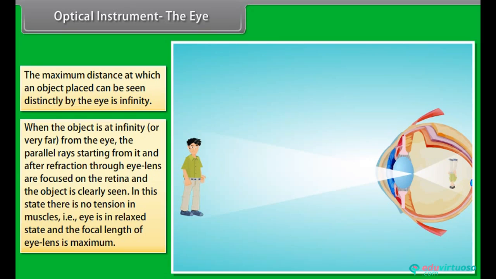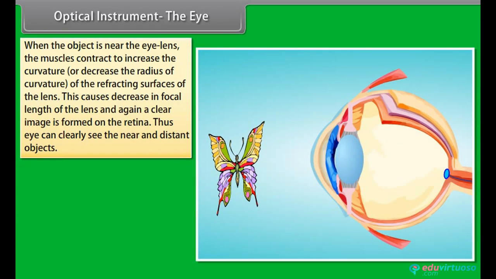In this state, there is no tension in muscles, that is, the eye is in relaxed state and the focal length of eye lens is maximum. When the object is near the eye lens, the muscles contract to increase the curvature or decrease the radius of curvature of the refracting surfaces of the lens. This causes decrease in focal length of the lens and again a clear image is formed on the retina. Thus the eye can clearly see the near and distant objects.